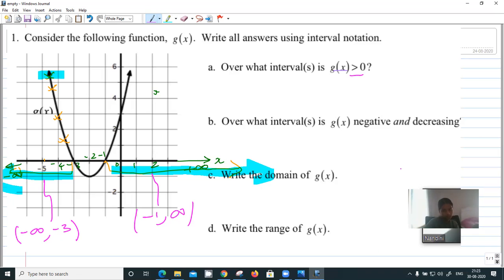What about the next one? The interval over which g of x is negative and decreasing. So g of x is negative and decreasing. Okay, let me do it. I'll let you know.